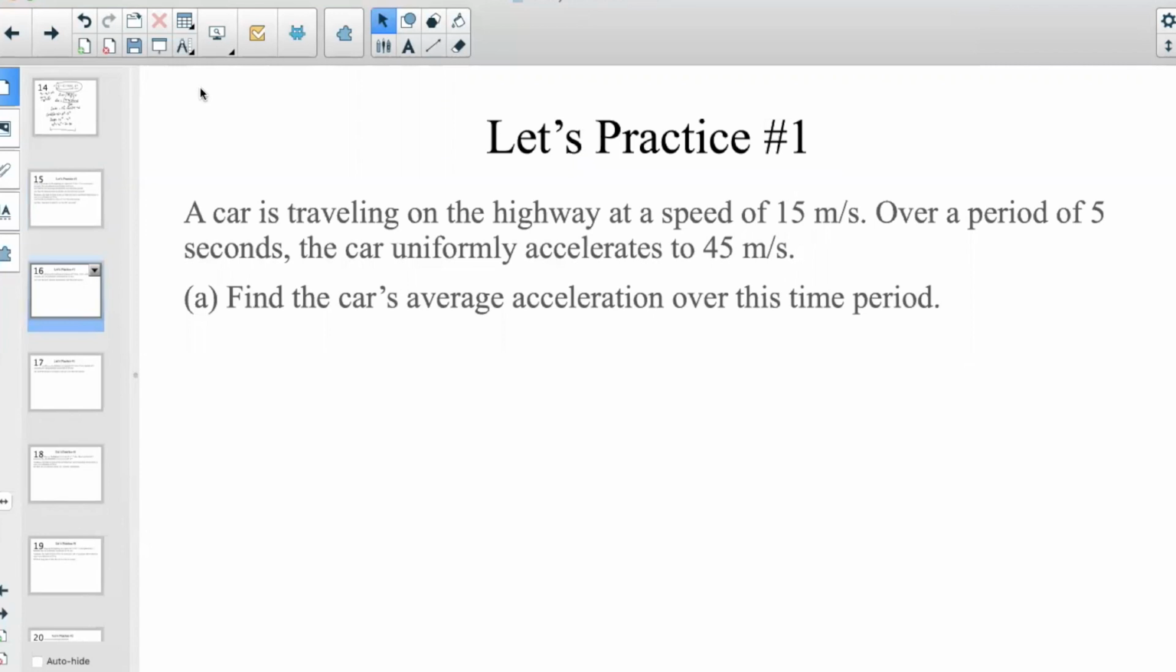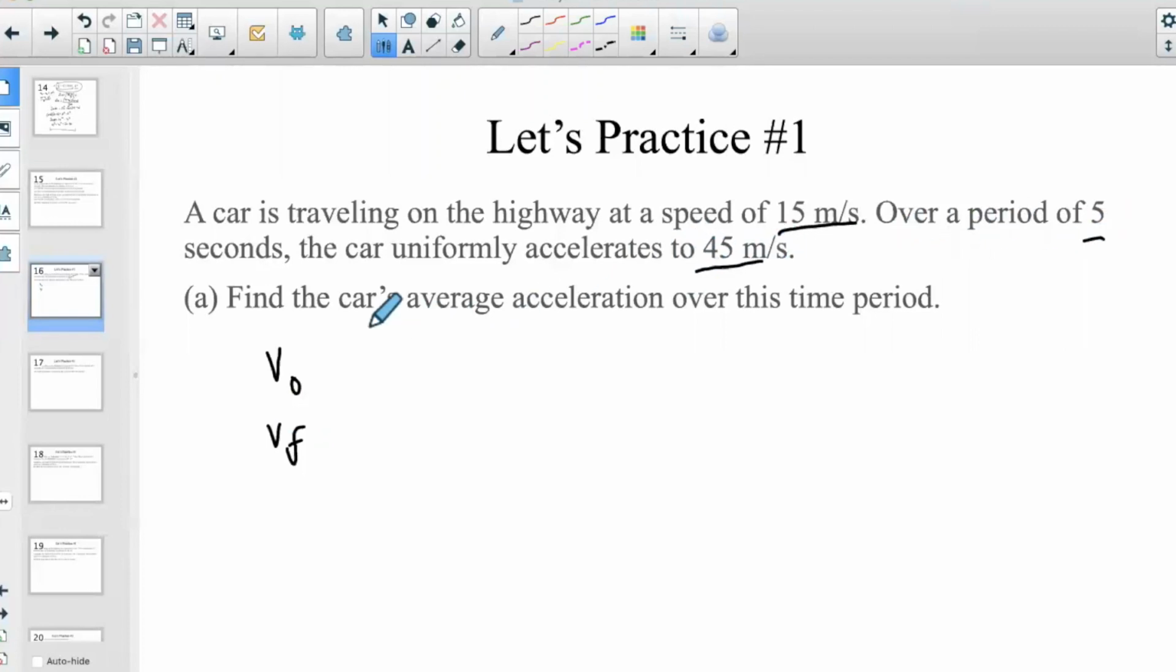So we have a car that's traveling along the highway at a speed of 15 meters per second, and over a period of 5 seconds, the car uniformly accelerates to a speed of 45 meters per second. In part A, we want to find the car's average acceleration over that time period. To find it, let's first write down the quantities that we know. We know the initial velocity, 15 meters per second, the final velocity, 45 meters per second, and the time, which is 5 seconds. What we want to find is the acceleration.